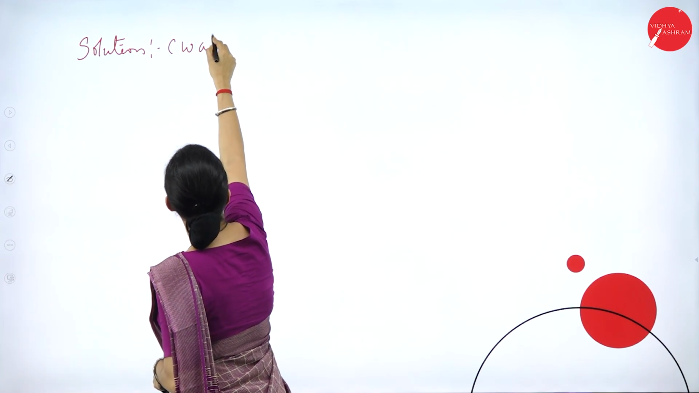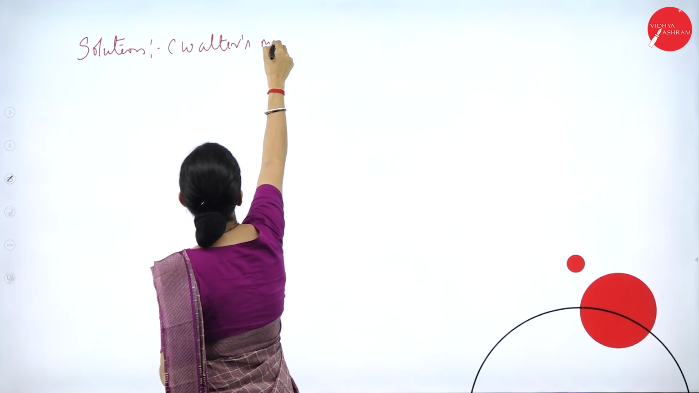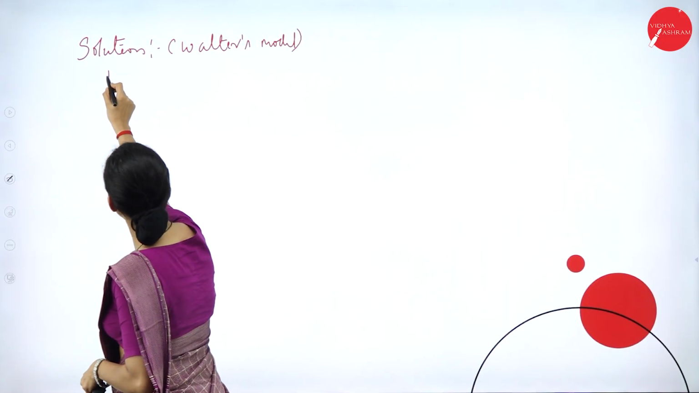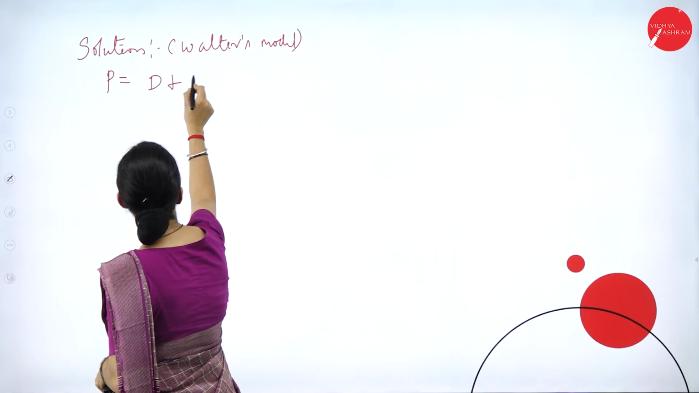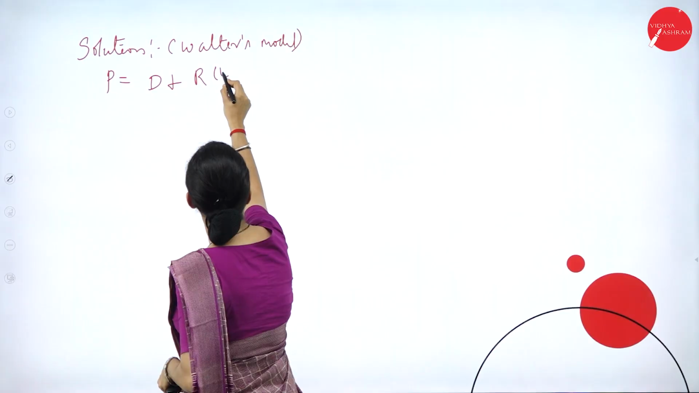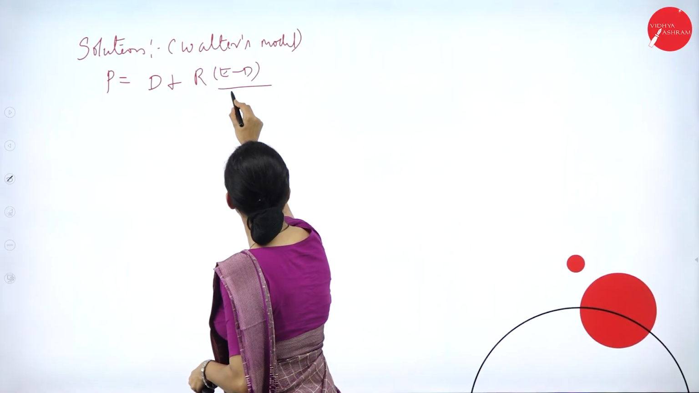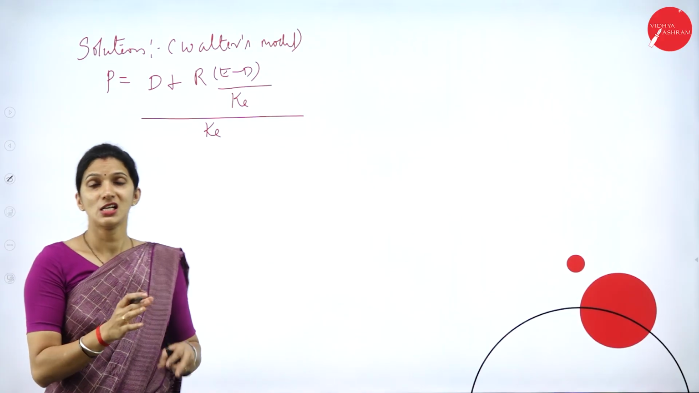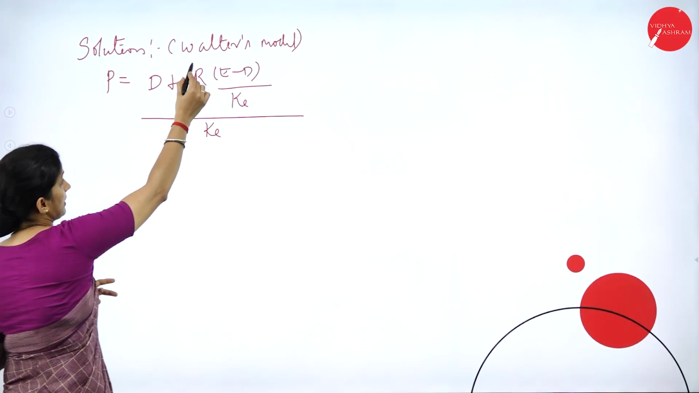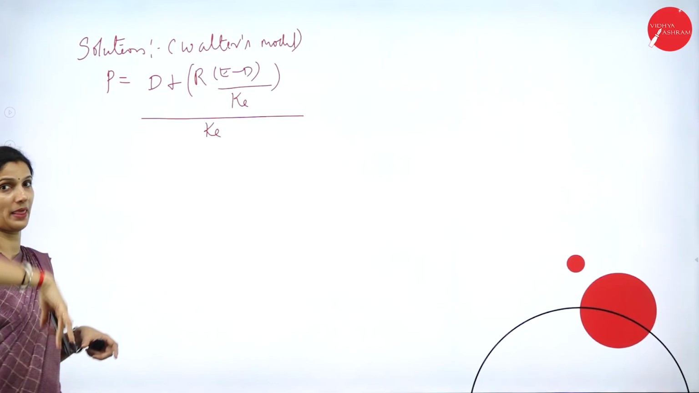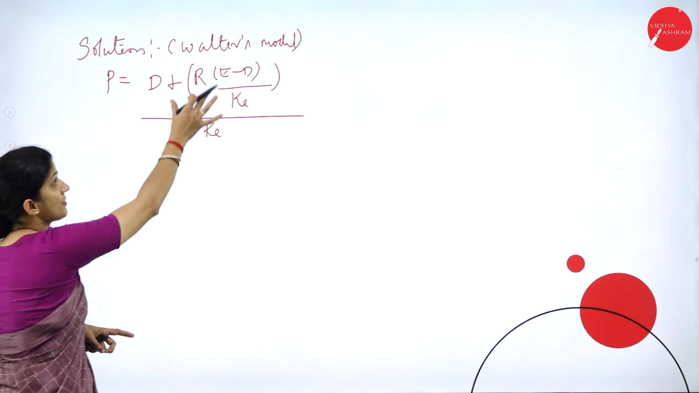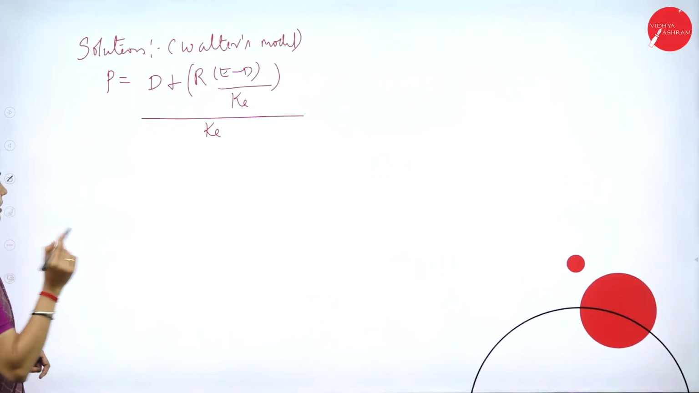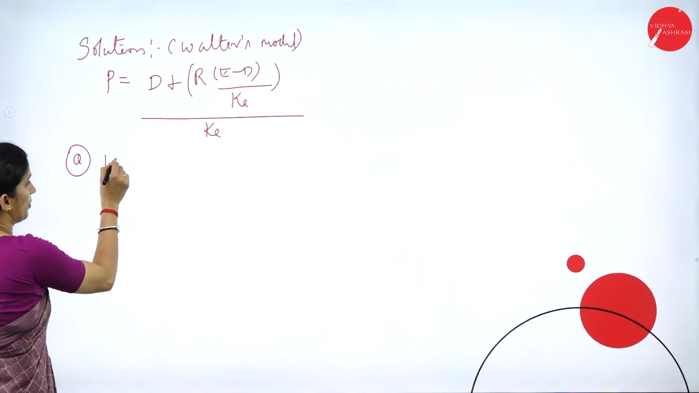So here we are applying the Walters model. Your formula under the Walters model is P is equal to D plus R into E minus D divided by KE, whole thing divided by KE. So that is the formula. In the formula you need to be careful. This is one section. D is separate; later we need to add the dividend. We first simplify this section, and then we'll add the D.